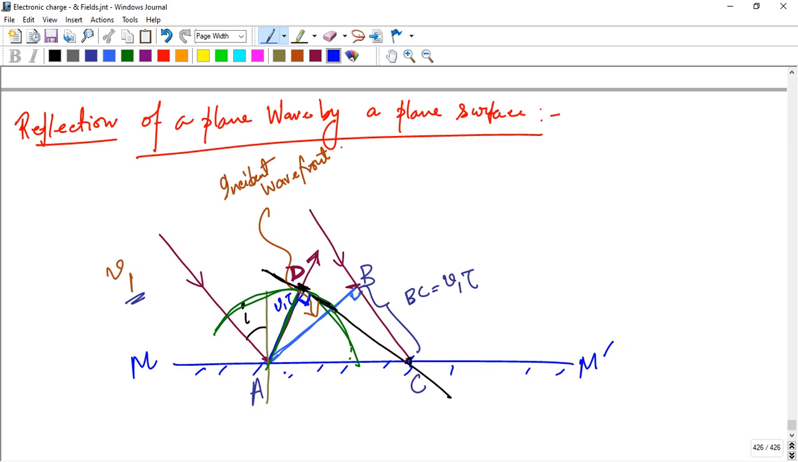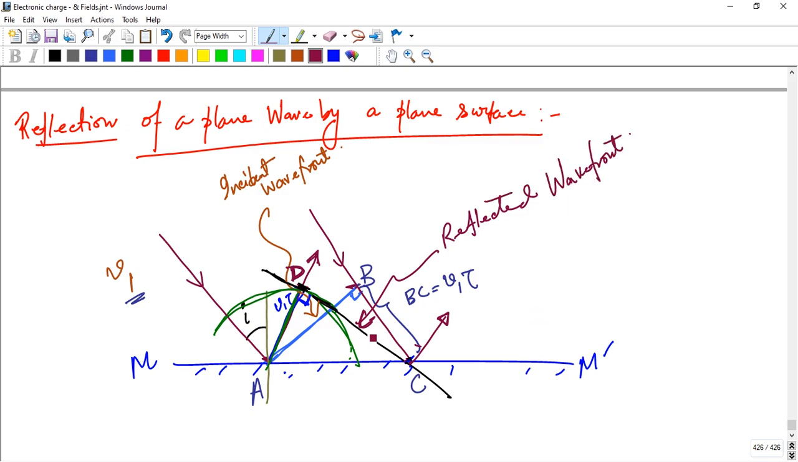The radius is perpendicular to the tangent, and the tangent is perpendicular to the radius, vice versa. That's the incident wavefront, and if it strikes back with the same length, this CD is called the reflected wavefront.